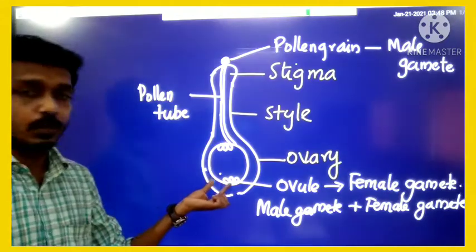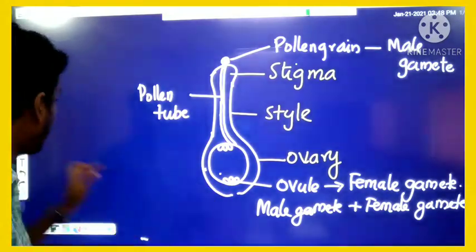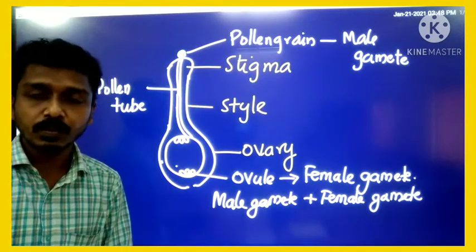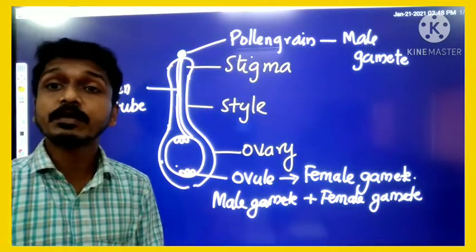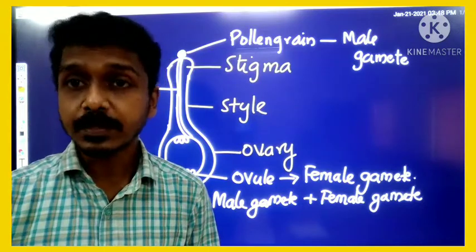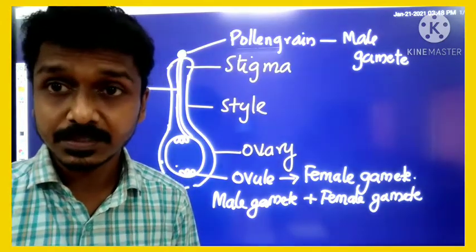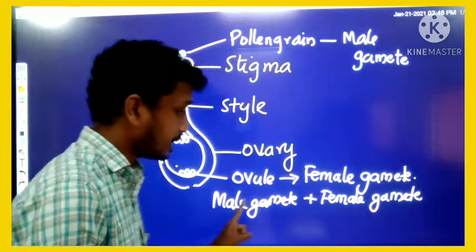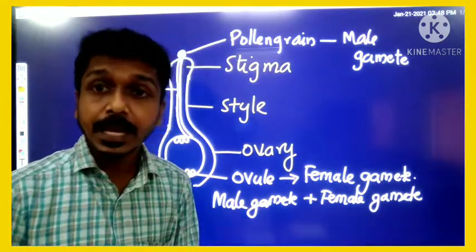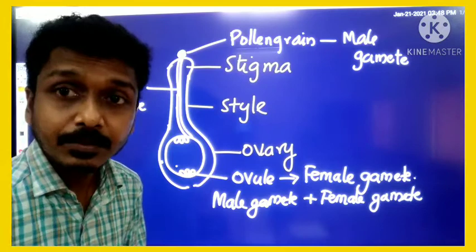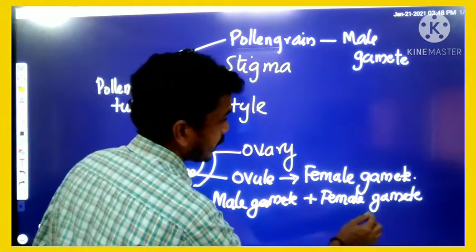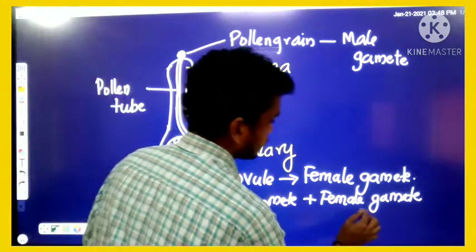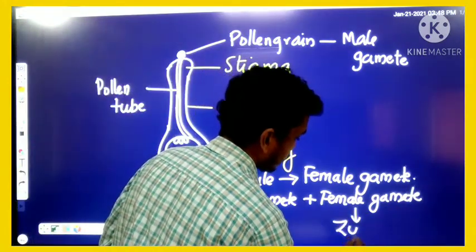The male gamete fuses with the female gamete inside the ovary. That will cause the formation of a new cell. By the fusion of male and female gamete, a new cell will form. That cell is called zygote.